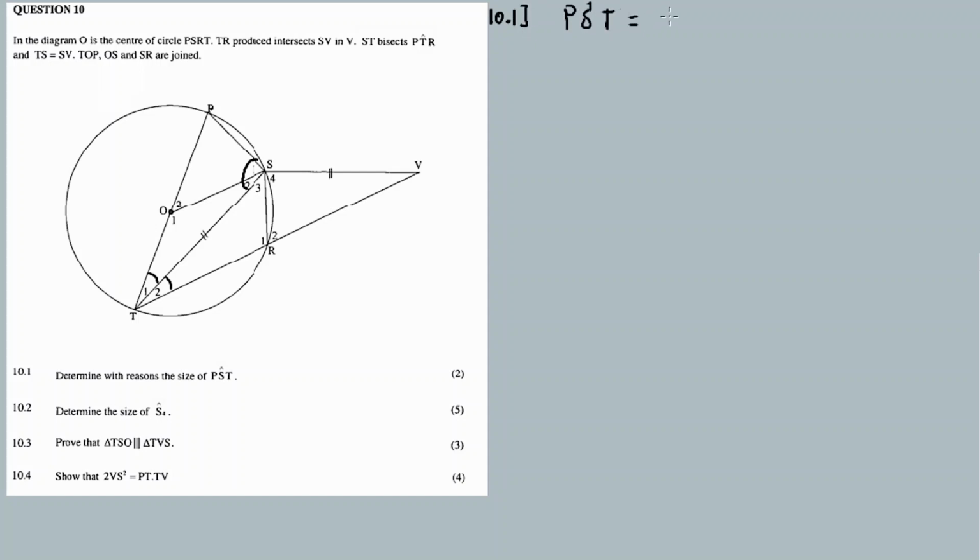PST is equal to 90 degrees. You can't tell me you don't see that theorem, theorem number 3: angle in a semicircle. Angles in a semicircle.